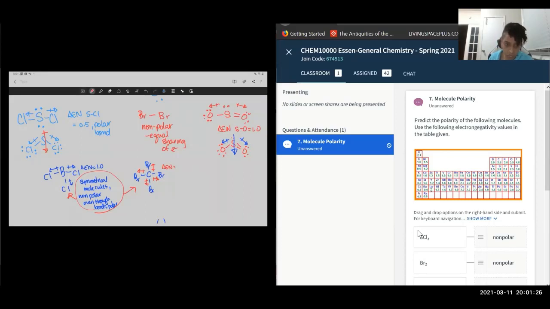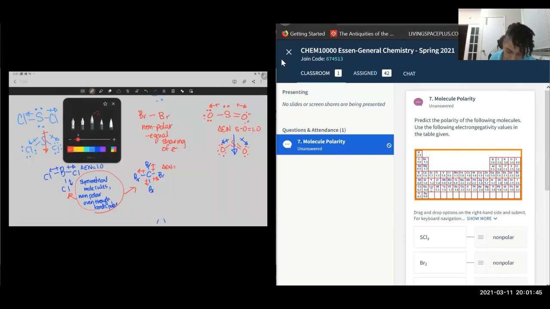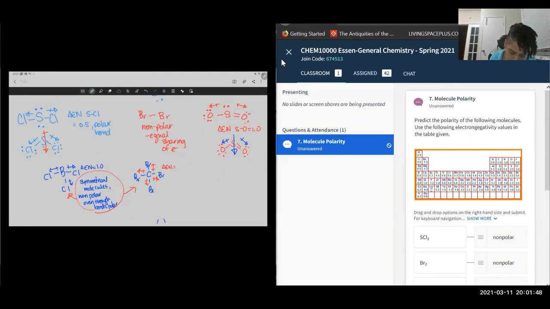Whenever you're doing these polarity of molecule questions, you've got two steps. First, you've got to draw the Lewis structure, then you have to determine the shape to see how the molecule would look and determine if the shape is symmetrical or not. So for SCl2, we know that this is bent because I've got 1, 2, 3, 4 groups, but only 2 attachments. So this is a bent shape.